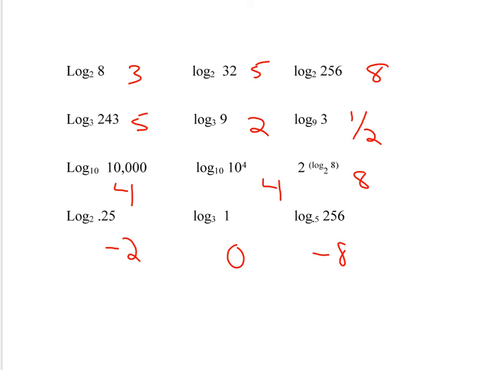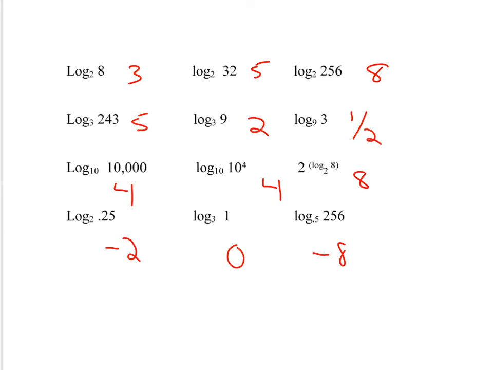Now these are a little bit trickier. You must remember that 9 to the 1/2 power means the square root of 9. So 9 to the 1/2 power is 3, so the next one is 1/2. The next one is 4 because 10 to the fourth is 10,000. The next one, you can see now the inverse property: 10 to the fourth power is equal to 10 to the fourth. So this answer is 4.